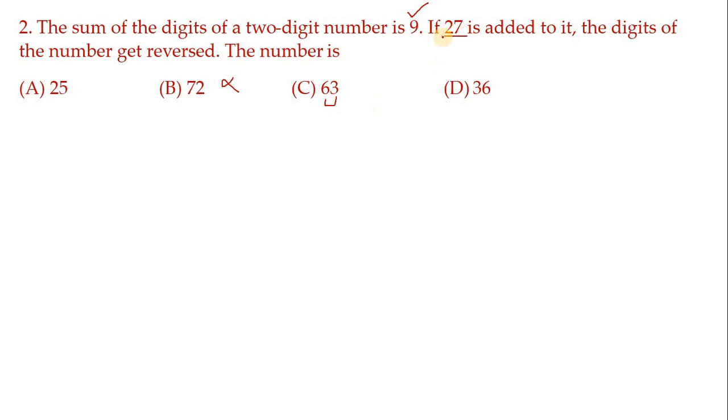Now let us check whether we get 27 or not. So add 27 to 63. How much do we get? We get 90. So 63's reverse form is 36. So this is also wrong.